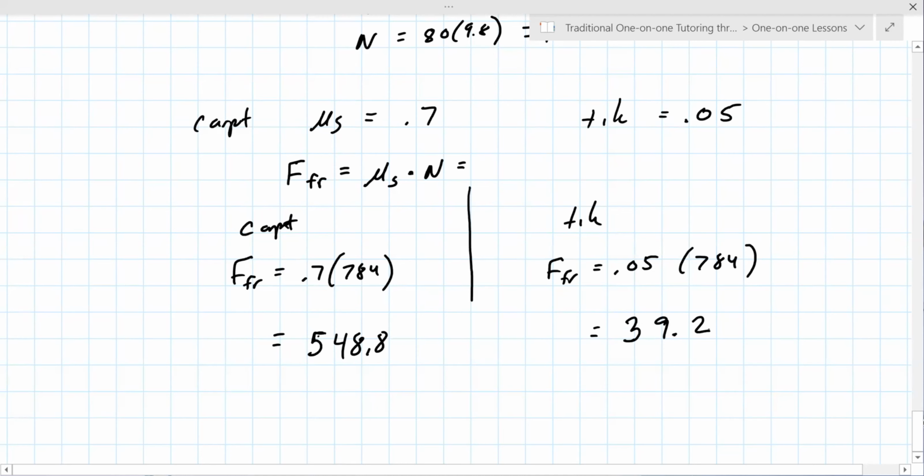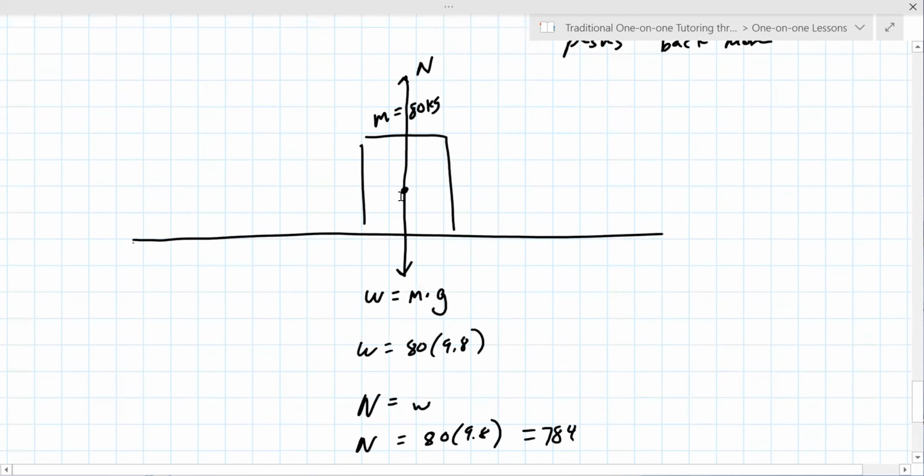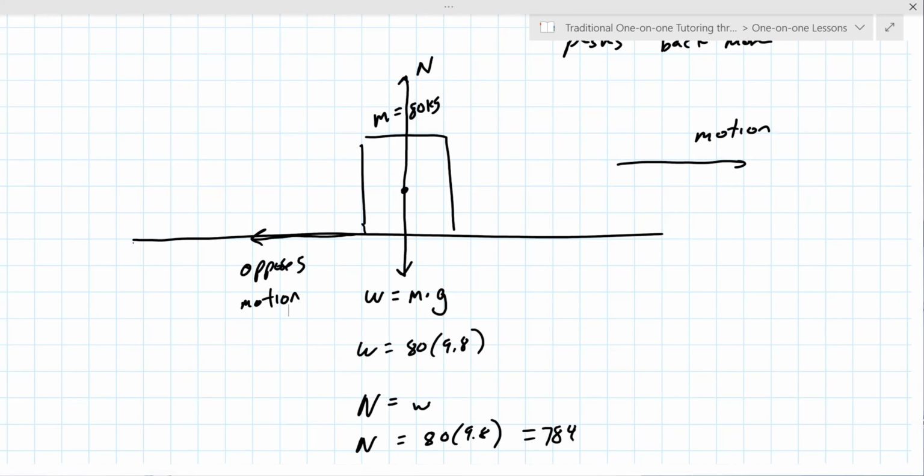Okay, now let's go back to our picture here. Let's assume that motion is going in this direction, like we want to push the box to the right. And this is very important. I don't know if it came up in your notes, but friction opposes motion. Did you talk about that? Okay, so if you're pushing to the right, the force of friction is going left here.